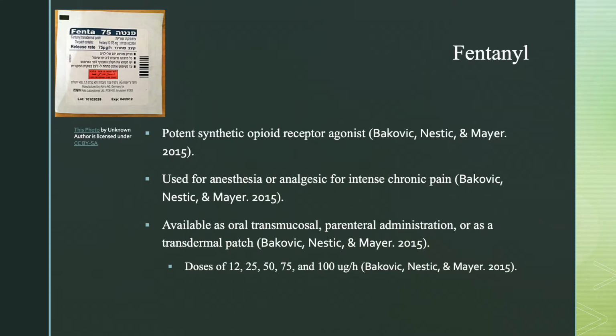Fentanyl. Fentanyl is a potent synthetic opioid receptor agonist. It is mainly used for anesthesia or as an analgesic for intense chronic pain. There are three different ways that fentanyl can be administered: orally, through the nose, or through a transdermal patch. There are different doses of the fentanyl patch: 12, 25, 50, 75, and 100 micrograms.